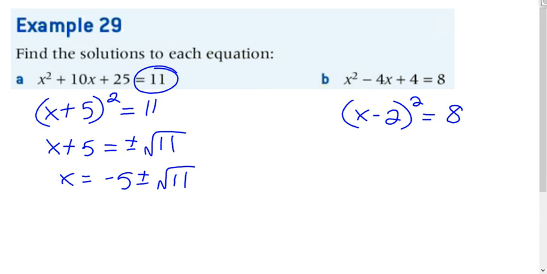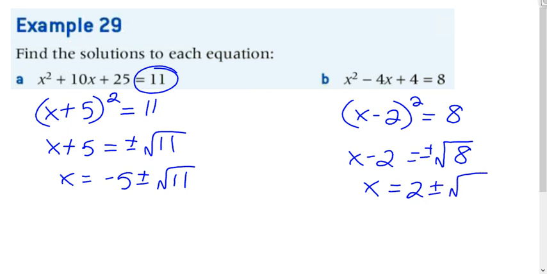And just like before, we square root both sides. One's a positive, one's a negative. Add that 2 over. And then you're all going to yell at me because square root of 8 is not simplified. What perfect square goes into 8? Divides into it.